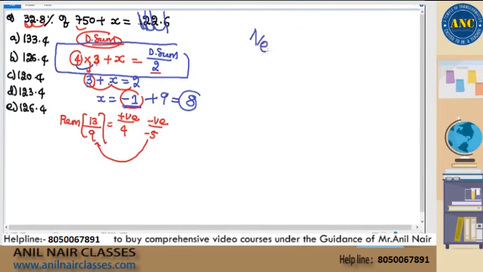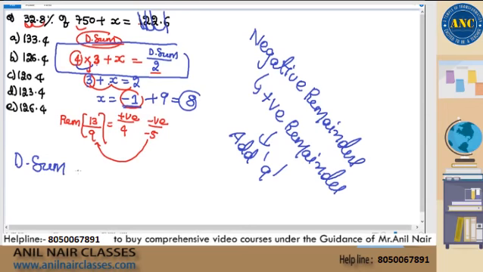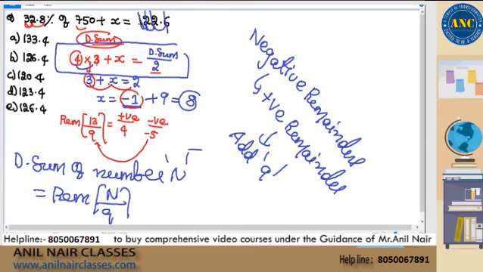Whenever you get a negative remainder, to convert into positive remainder, add 9, because the digital sum is, please write down this point, digital sum of a number is the remainder when you divide the number by 9. Write down. Right?